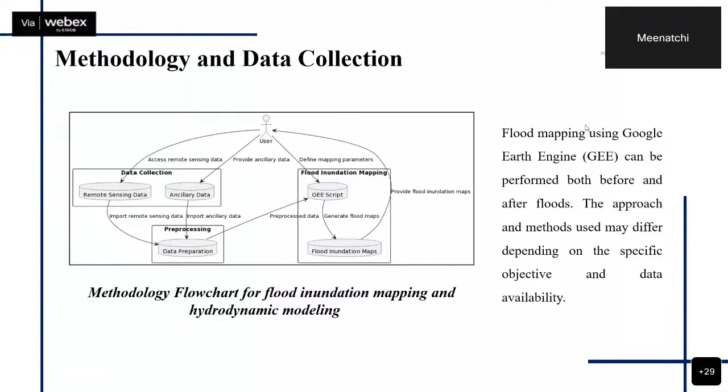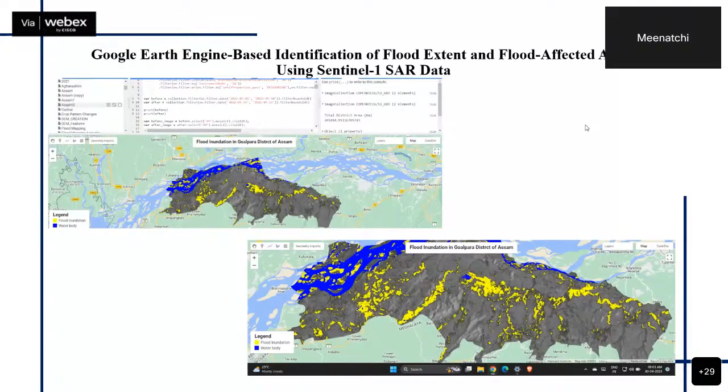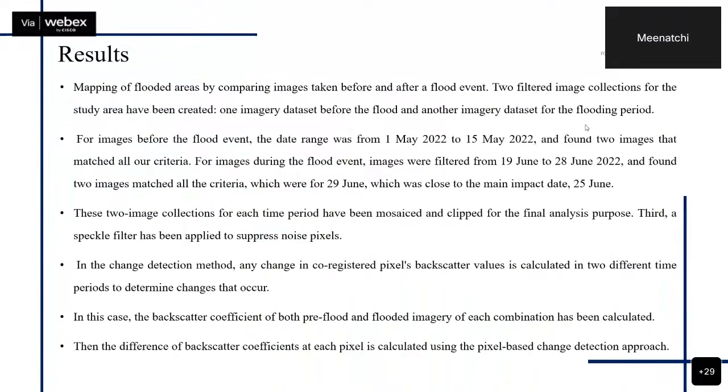So the approach and methods may differ depending on the specific objective and the data availability. So this is the Earth Engine-based identification of flood extent and the flood-affected areas in a particular district of Assam. In this, you can see, in the yellow color. So this time series analysis facilitates the analysis of time series data, and we can enable the monitoring of flood dynamics over time. By comparing images from different periods, it is possible to identify the temporal patterns, assess the flood recurrence and track changes in flood extents and intensities.